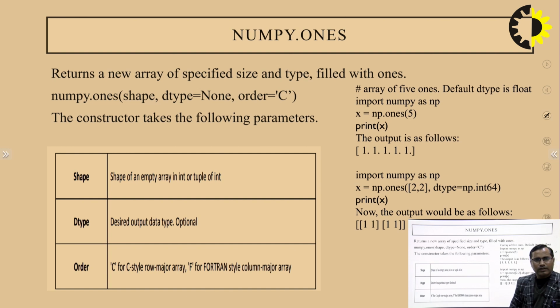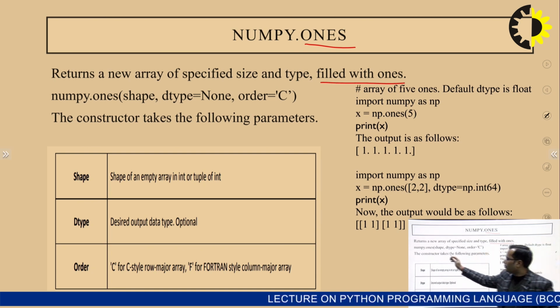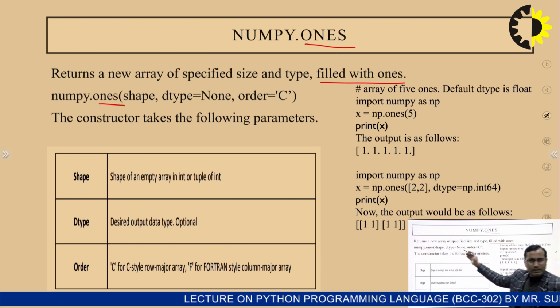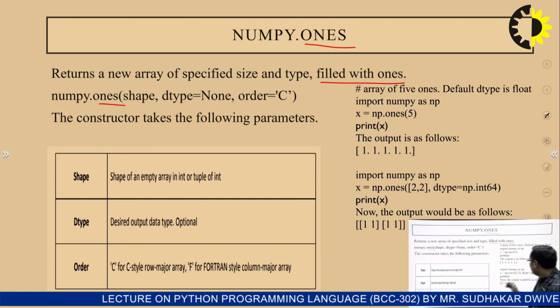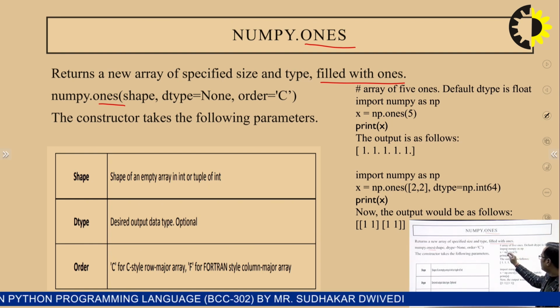Another function, as I have said, is NumPy zeros, which is used to create an array that is all filled with zeros. Another function is NumPy ones. That means if we want to create an ndarray object that is all filled with ones, we can use the function NumPy ones. The parameters are the same.